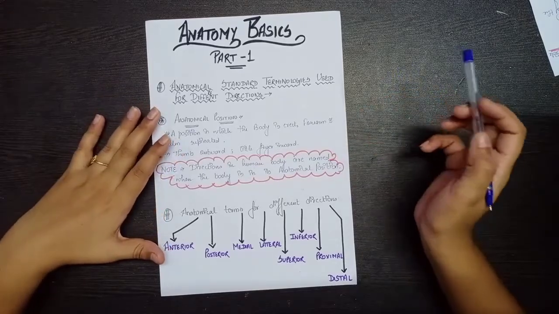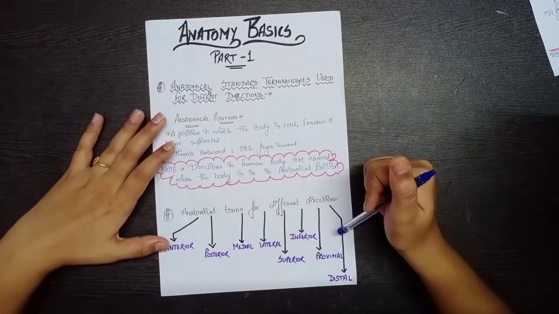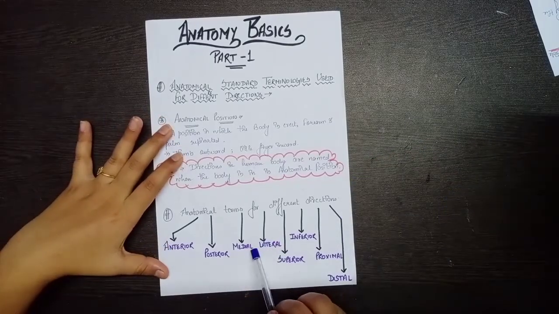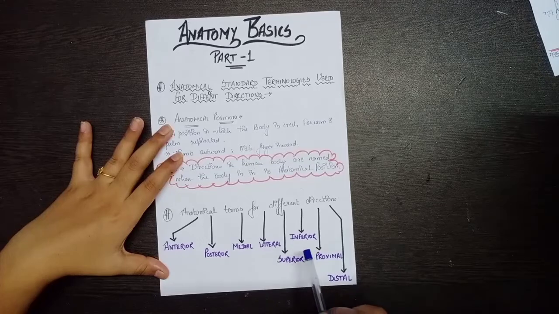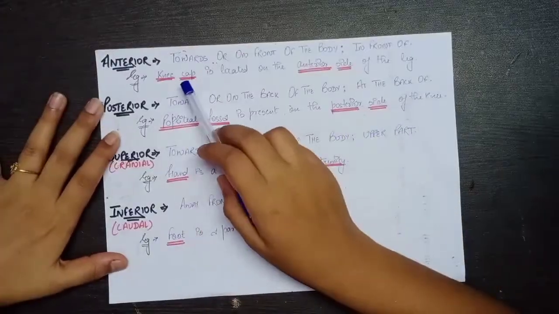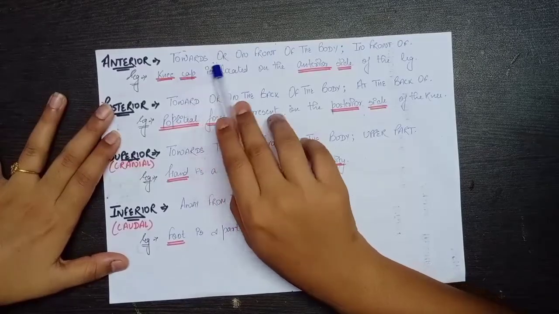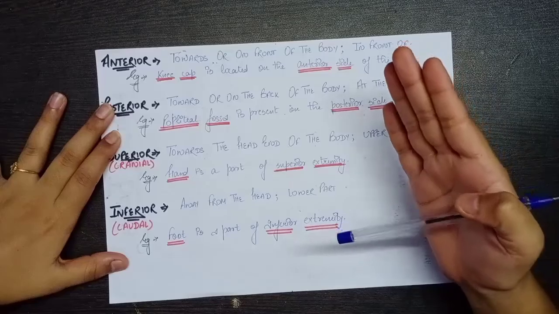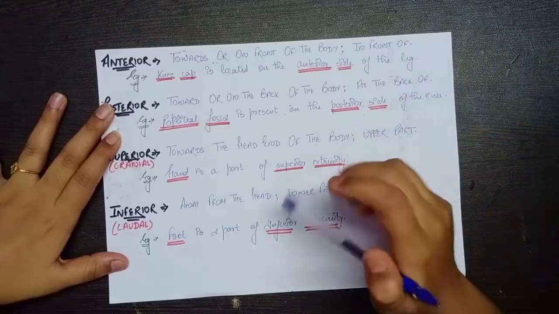The first thing that you need to know is there are 8 direction names in anatomical terms, that is anterior, posterior, medial, lateral, superior, inferior, proximal and distal. The first one is anterior. Anterior means towards or on the front of the body. Whatever comes on the front of the body, the terminology used is anterior.